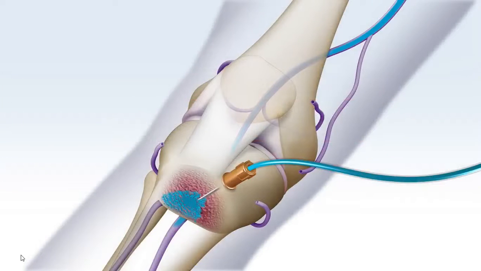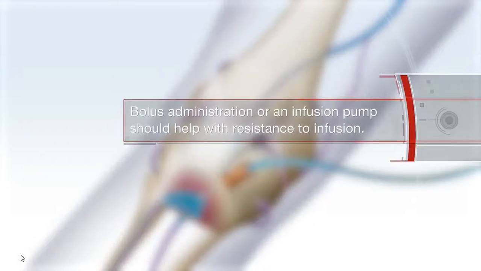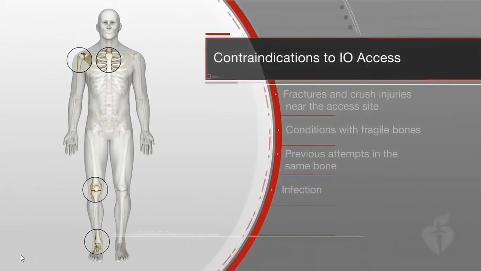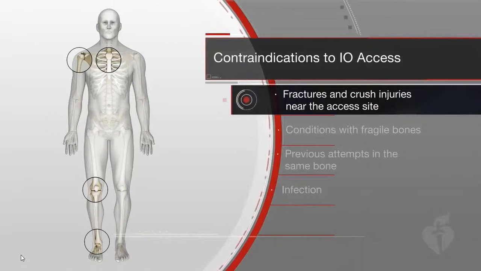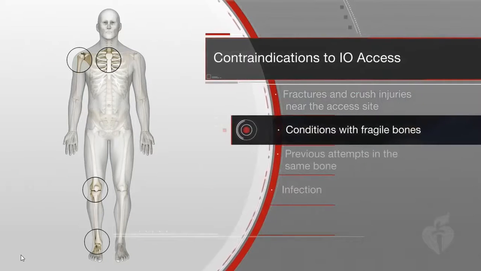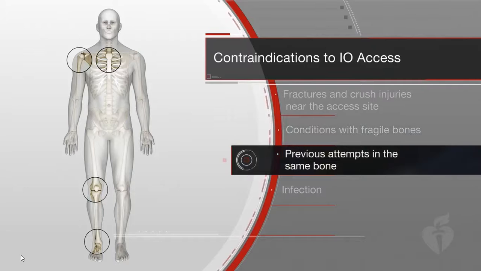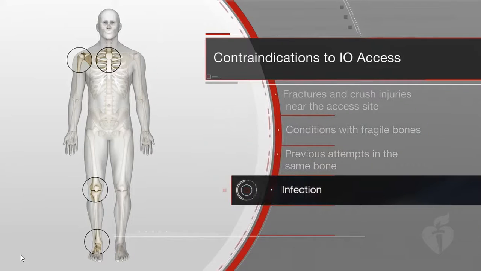Keep in mind that even after successful insertion of the catheter into the bone marrow, there is often resistance to infusion, which a provider may mistakenly interpret as incorrect placement. Bolus administration or the use of an infusion pump should help with this. Healthcare providers should keep in mind that certain contraindications exist. Contraindications to IO access include fractures and crush injuries near the access site, conditions with fragile bones, such as osteogenesis imperfecta, and previous attempts to establish access in the same bone. If infection is present in the overlying tissues, IO cannulation should be avoided.